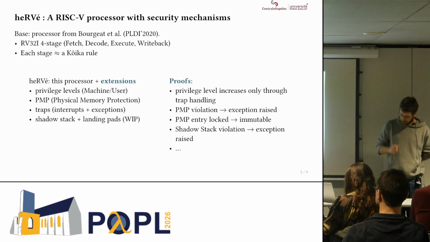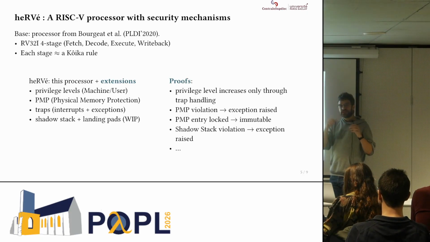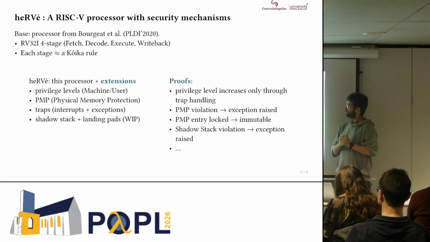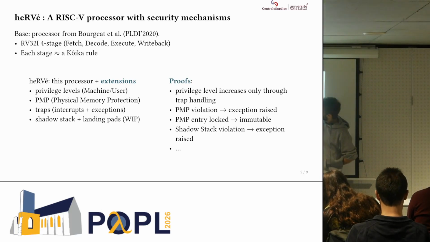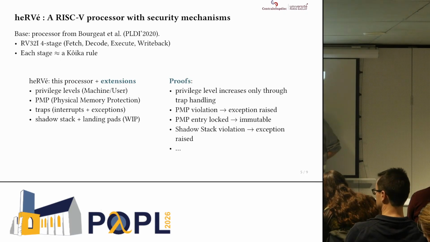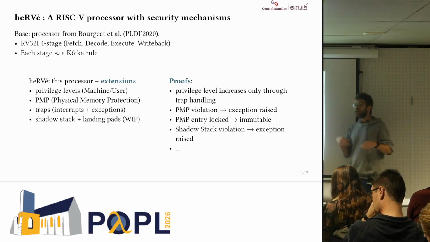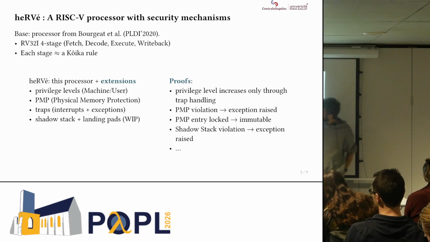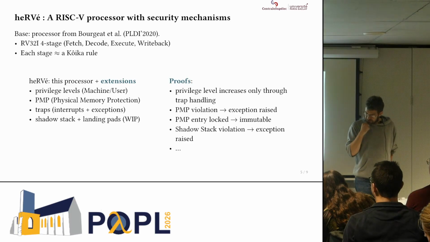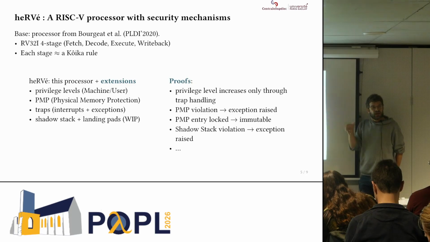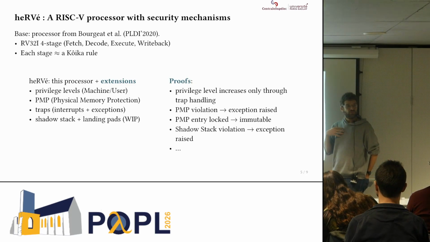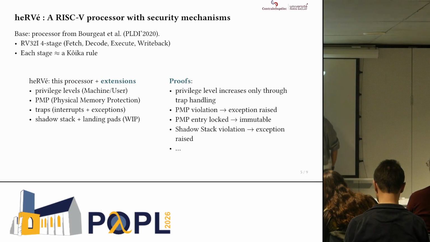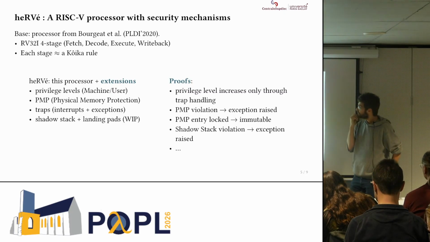Using that methodology, we took the RISC-V processor that came with the Kôika language and extended it with a bunch of security mechanisms. We extended this processor with privilege levels. Our processor is able to run in machine mode, the very privileged one, or the user privilege for processes. We had PMP, which is the physical memory protection unit. It's protection, but on physical memory. It's not an MMU, it's just an MPU. In ARM, they call that an MPU. We had support for traps and two things related to control flow integrity, which are a hardware shadow stack and landing pads.